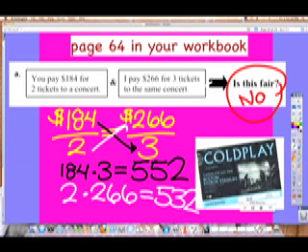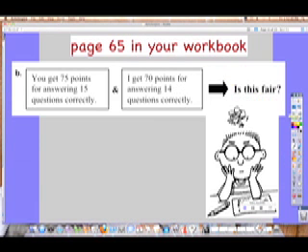Oh, this one is neat. If I'm grading your test, and I give one person 75 points for answering 15 questions correctly, let's write it as a fraction. And then I give another person 70 points for answering 14 questions correctly. Am I a fair grader? Are you sure? Back it up with work. I forgot to see the work. Yes, you are. Okay, so crisscross applesauce.